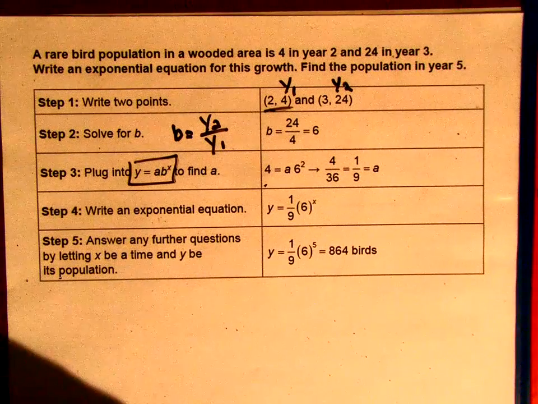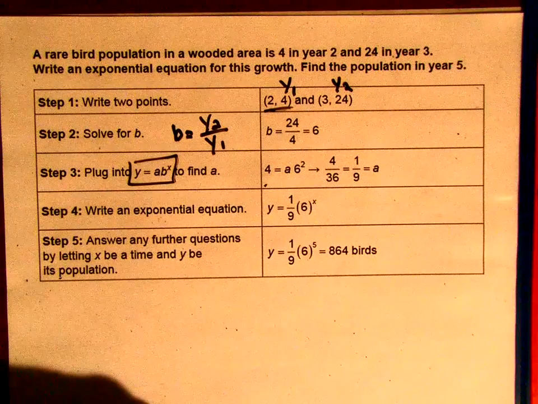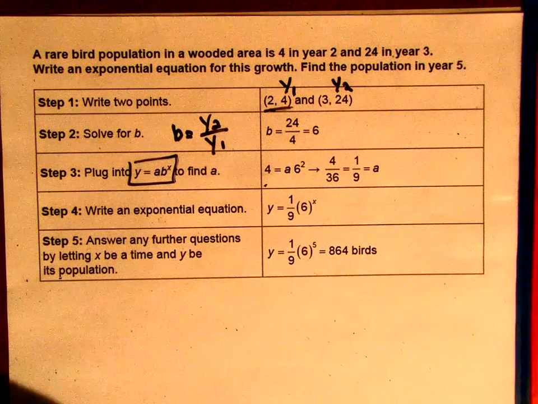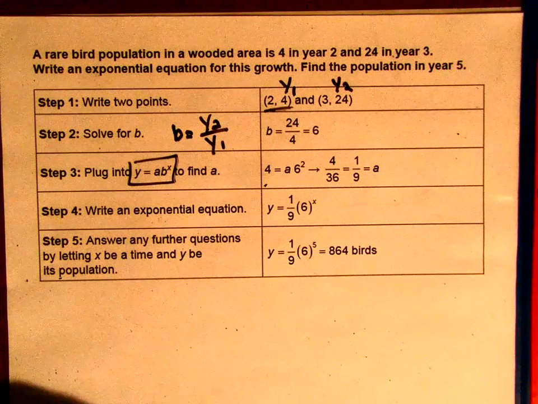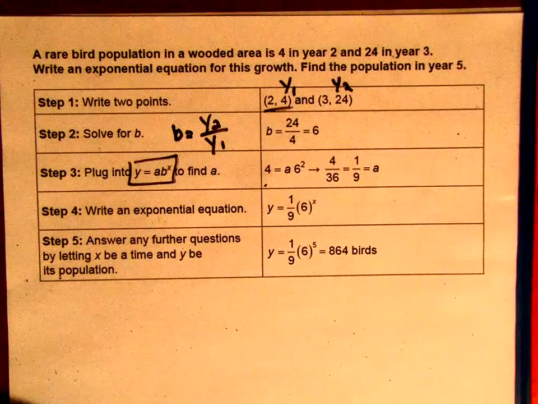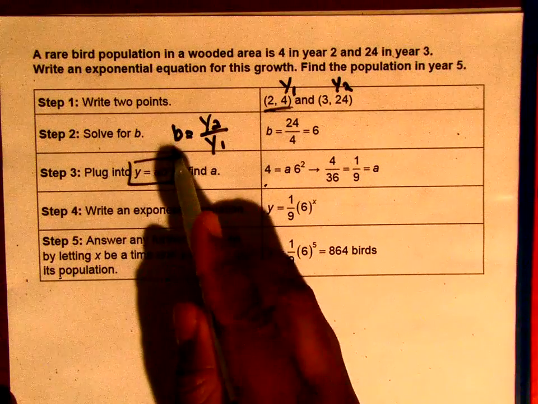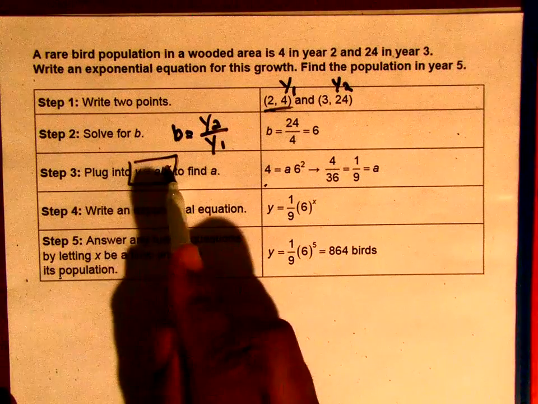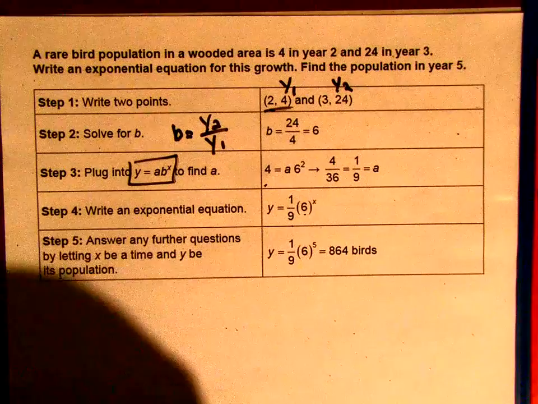All right. Next, they went ahead and solved. They squared the 6, got 36, divided by 36 on both sides. So you end up with 4 divided by 36, which reduces down to 1 over 9. So A is 1 over 9. So we know A, and we know B. And now we can plug it in and keep the unknowns, the Y and the X. So that's what they did, putting B here and A here.